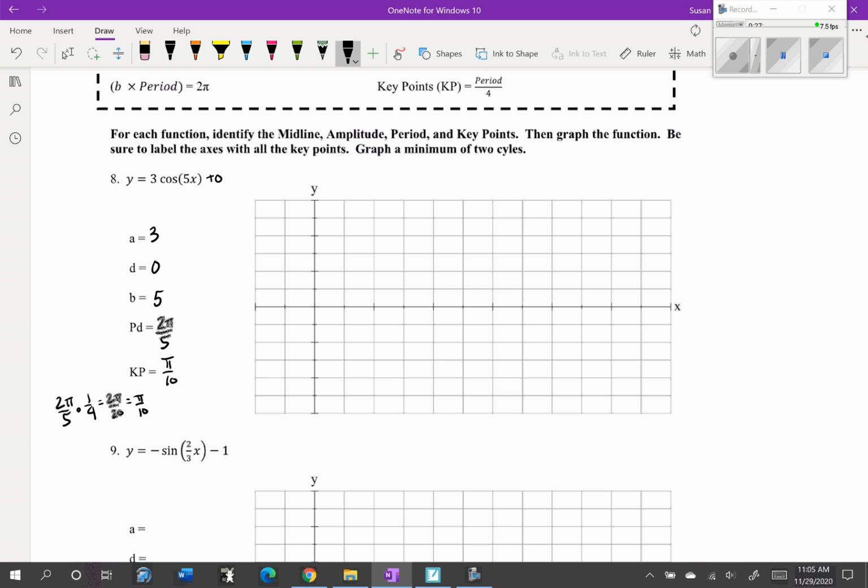So that means in order to graph this, I'm going to do my midline first, because we know it's at 0. And for my graph, remember we're going to be counting by our key points, which are pi over 10. So this is 1 pi over 10, 2 pi over 10. I'm just going to do this first and then reduce. 3 pi over 10, 4 pi over 10, 5 pi over 10.